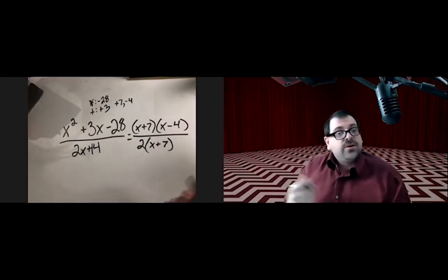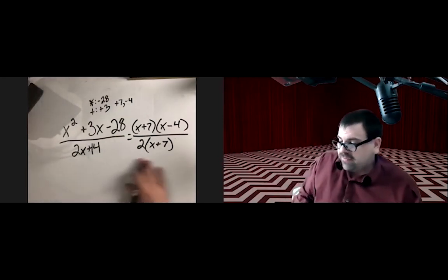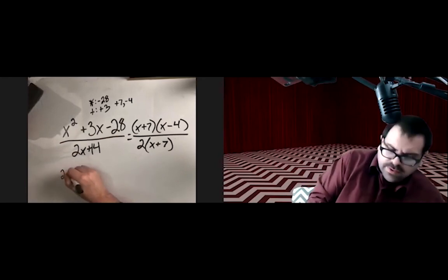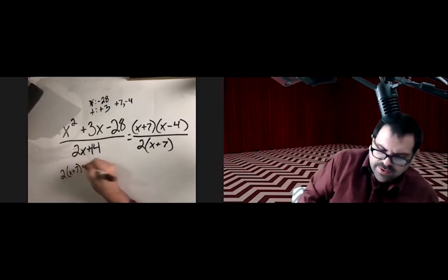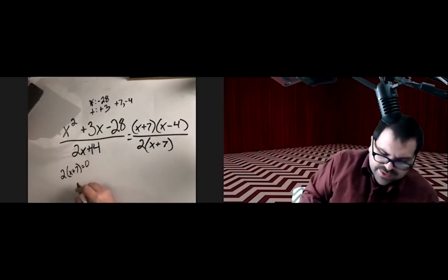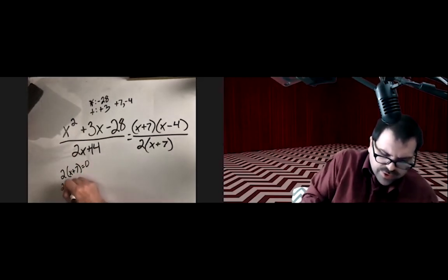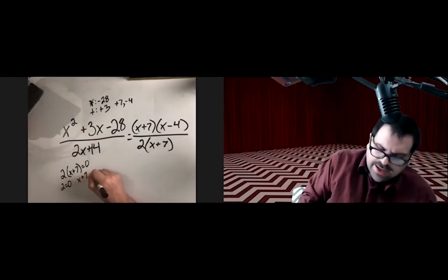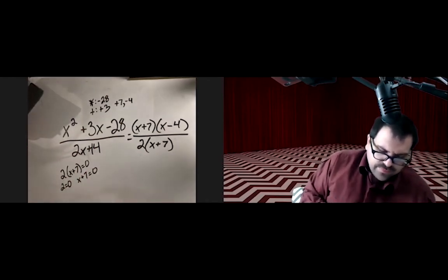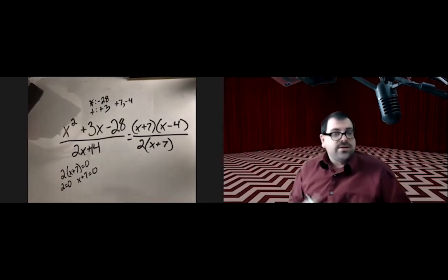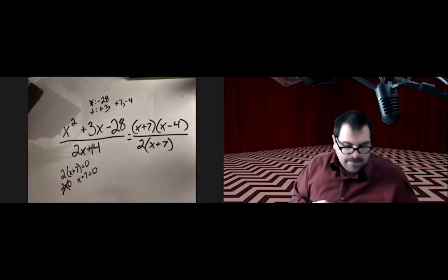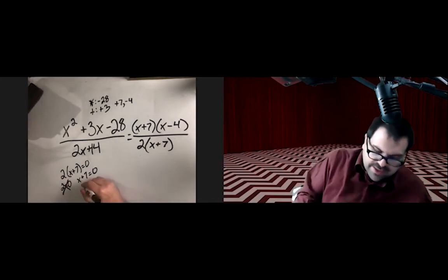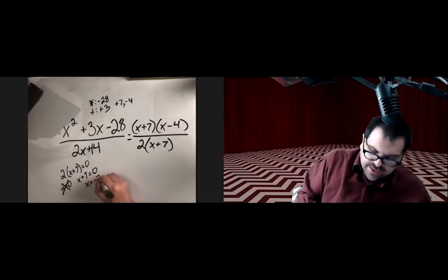Before I cancel, I look for my restricted values. I take my factored form on the bottom, 2 times x plus 7, and I set that equal to 0. I get 2 equals 0, and I get x plus 7 equals 0. What is 2 equals 0? Nonsense. That's right, it's nonsense. Here, subtract 7 from both sides. X equals -7. This is my restricted value.